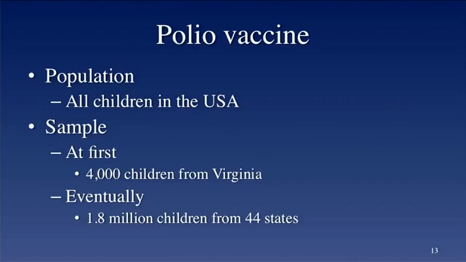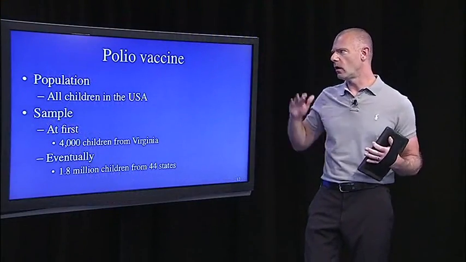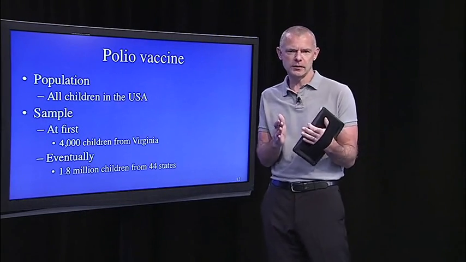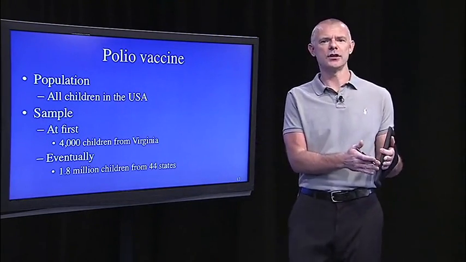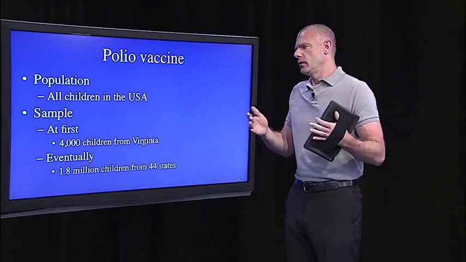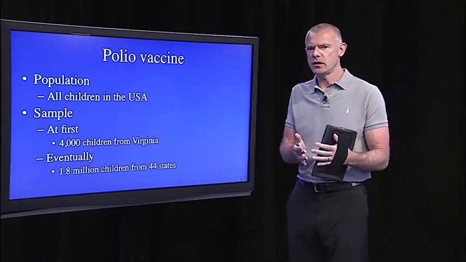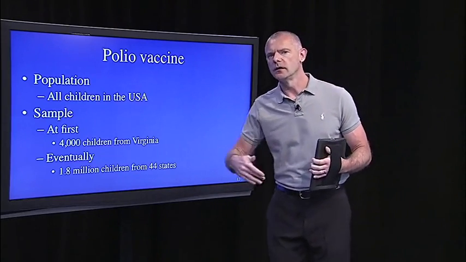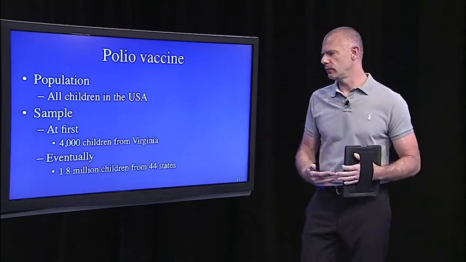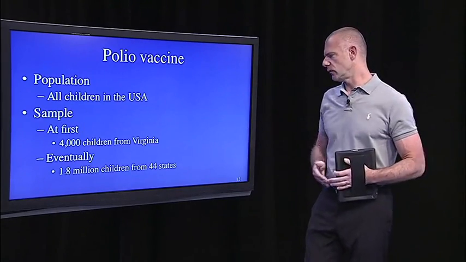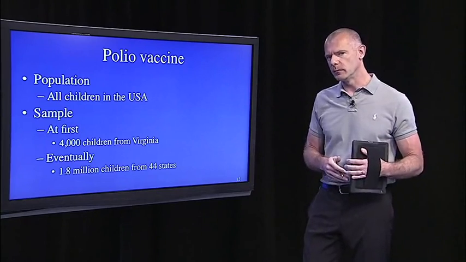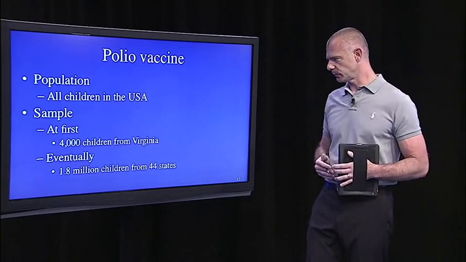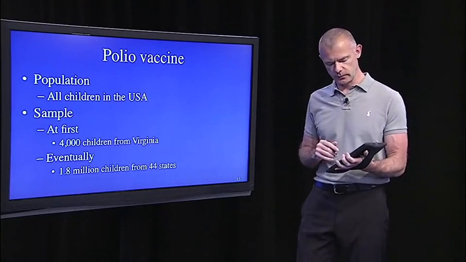That's clearly not a random and representative sample of all children in the US. Right? There might be certain characteristics about kids in Virginia or the culture in Virginia or the certain communities that they sampled. So eventually, once they started to see evidence that this was effective, they expanded this to 44 states, including 1.8 million children. Then they clearly had a representative sample. But first, it was just 4,000 children in Virginia.